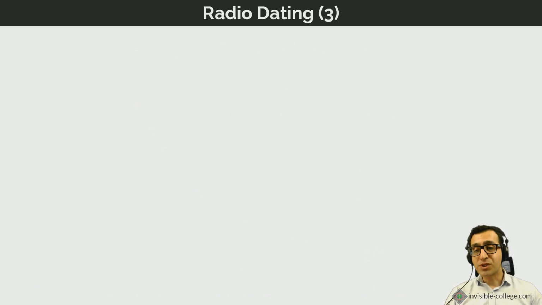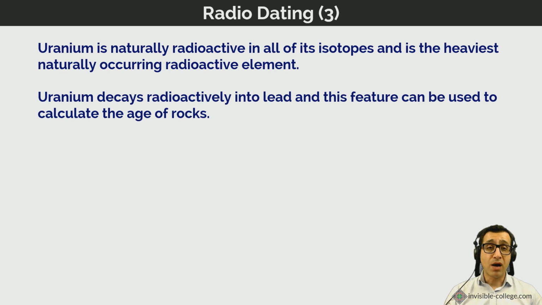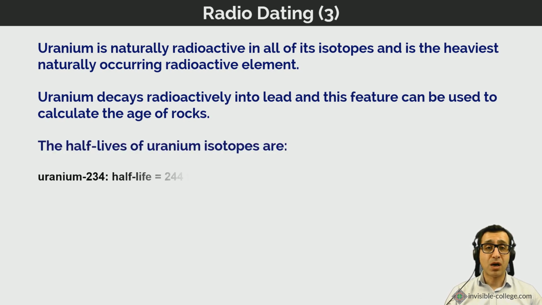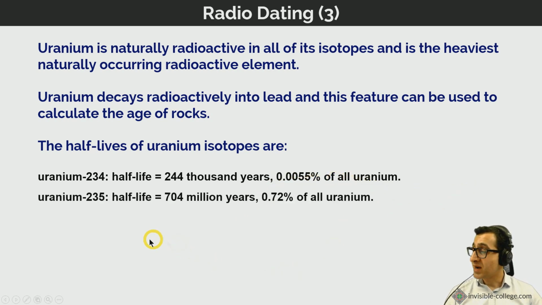Now, I mentioned that you can also use radioactive dating not just in dating organic remains, but also dating rocks. Uranium is a naturally occurring radioactive isotope, and it's typically found in many types of rock. The half-lives of uranium isotopes are these. Uranium-234 has a half-life of 244,000 years, and this makes up 0.0055% of all uranium. This is its percentage abundance.